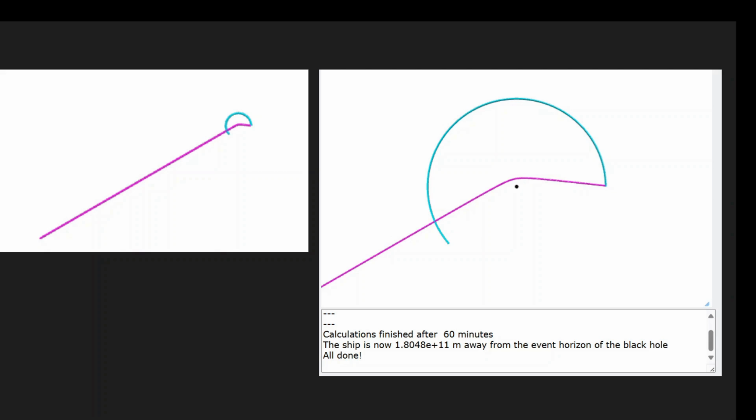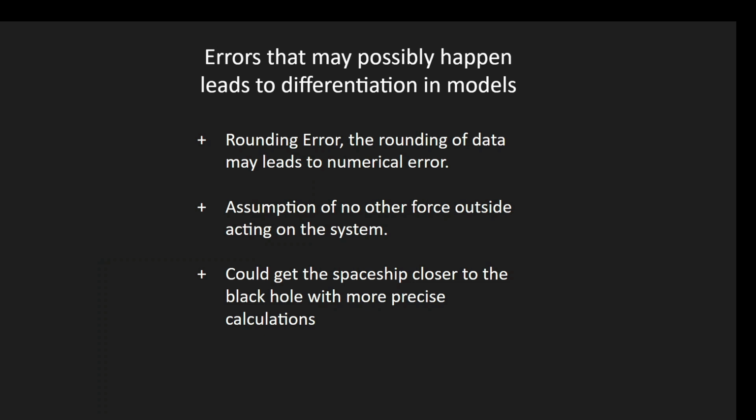On the left you can see a smaller scale of this picture. This ensures that the ship didn't crash into anything until it gets closer to the black hole. That is when the ship is now 1.8048 multiplied by 10 to the 11 away from the event horizon of the black hole. The errors that may possibly lead to differences in models are maybe rounding errors, or the rounding of data that may lead to numerical errors. We assume that there are no other forces acting on the system aside from the forces we have discussed. We could get the spaceship closer to the black hole with more precise calculations and vectors.